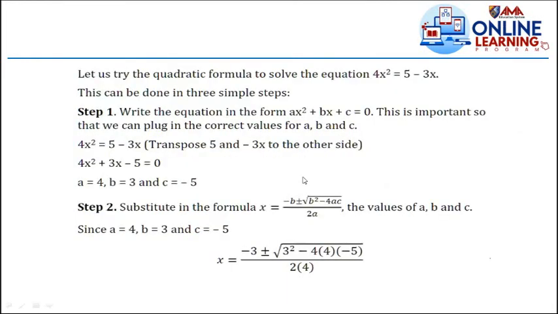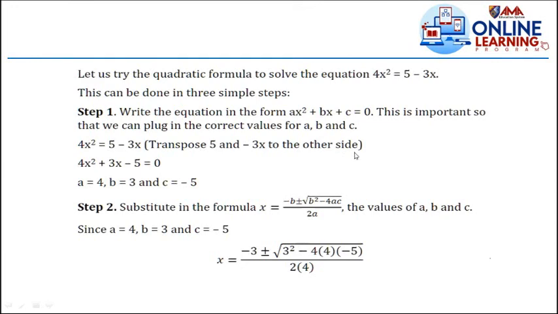Let us use the quadratic formula to solve the equation 4x squared is equal to 5 minus 3x. This can be done in three simple steps. Step 1, write the equation in the form ax squared plus bx plus constant is equal to 0. This is important so that we can plug in the correct values for a, b, and c. 4x squared is equal to 5 minus 3x. Transpose 5 and negative 3x to the other side.